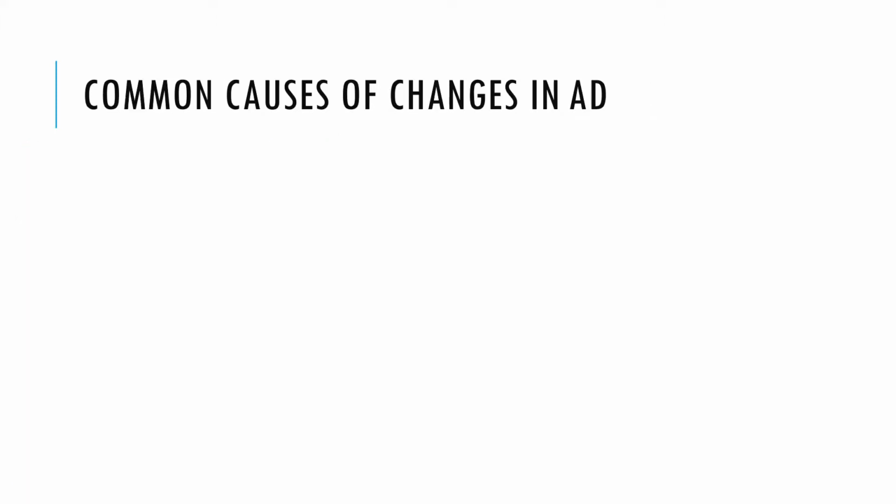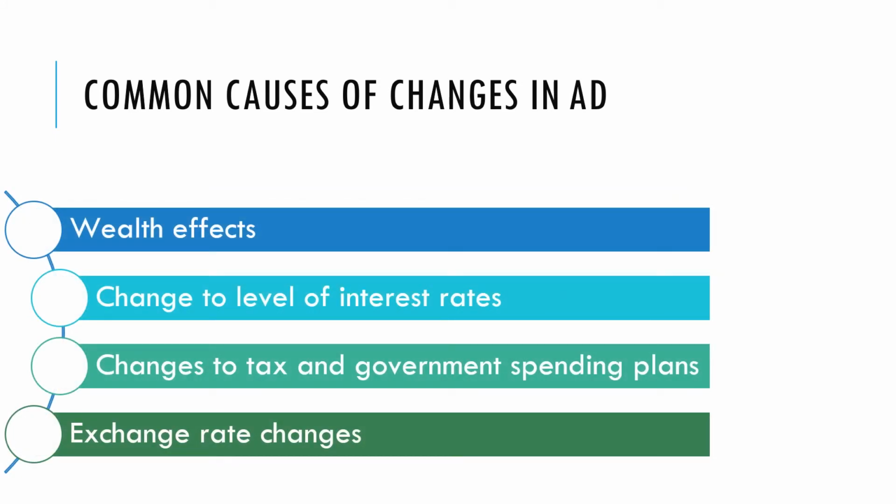So what would be common causes of changes in AD? Well, things like the wealth effect, changes to the level of interest rates, changes to tax and government spending plans, and then exchange rate changes. So things that would affect C, things that would affect I, things that would affect G, and things that would affect X minus M.